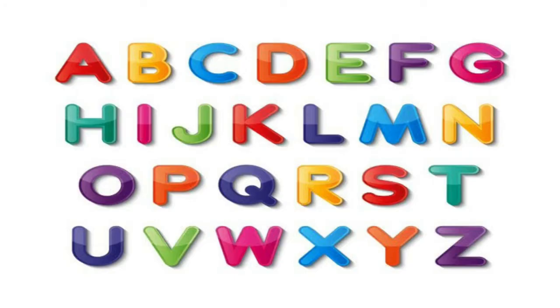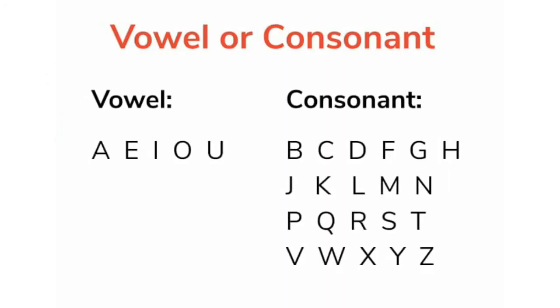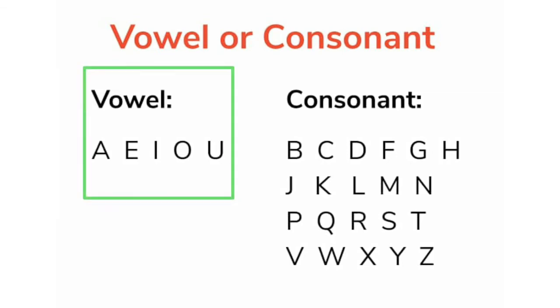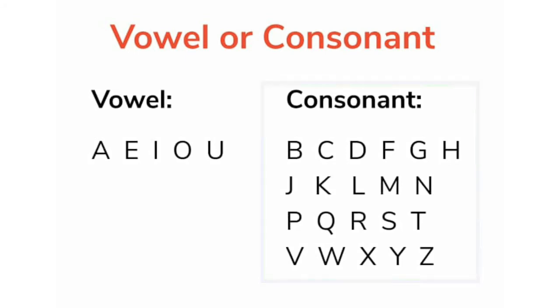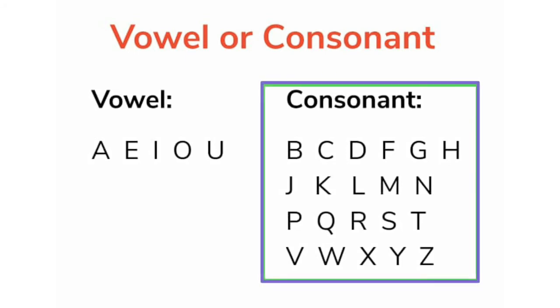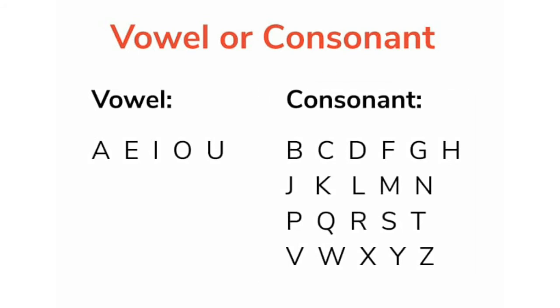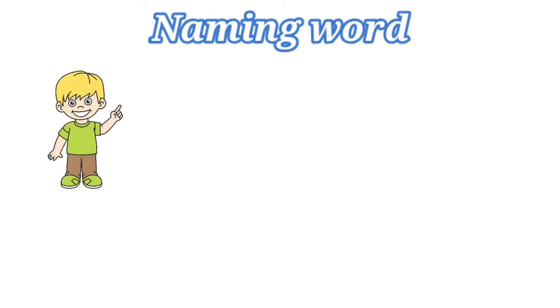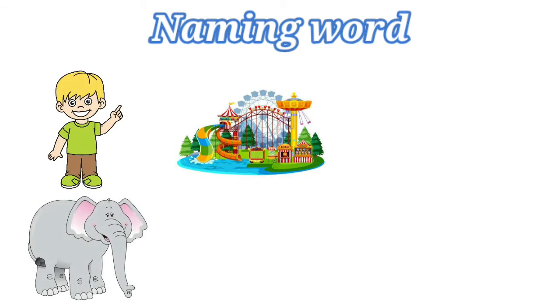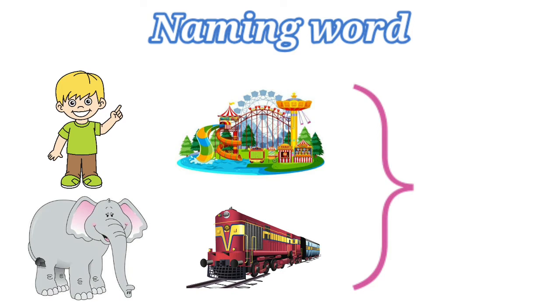Children, as we all know, in the English alphabet we have 26 letters, and out of 26 letters, the letters A, E, I, O, U are called vowels, and the rest of the letters are called consonants. Children, when we talk about a single naming word, for example, the name of a person, place, animal, or a thing, we use either the article a or an.